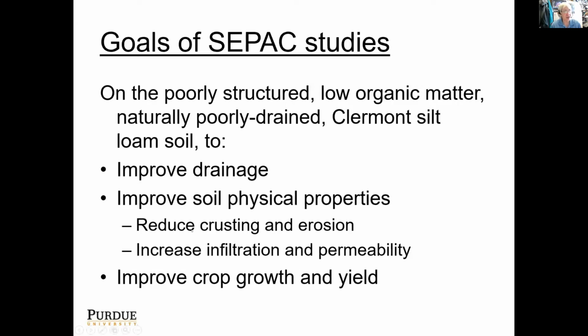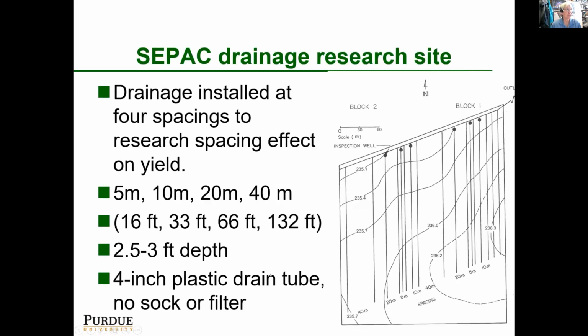So the original objectives were to take that soil, the Claremont silt loam soil, which was poorly structured, very low in organic matter and poorly drained, and first of all, to test whether the drainage could be improved by using plastic tubing, and then to also see if the soil physical properties could be improved, because that soil had tremendous problems with crusting and erosion. We wanted to increase water flow through the soil, and then of course to improve crop growth and yield.